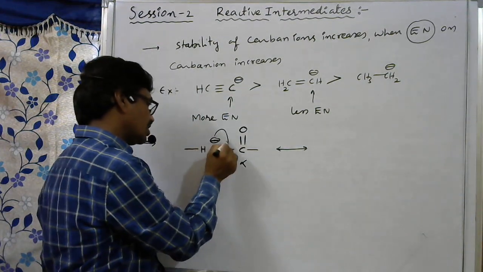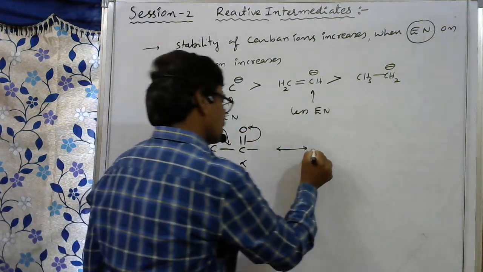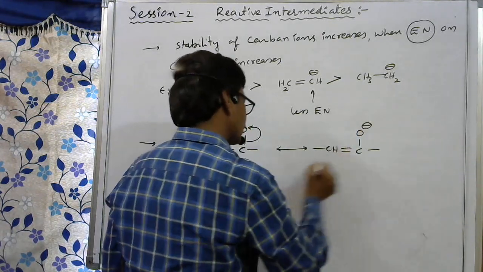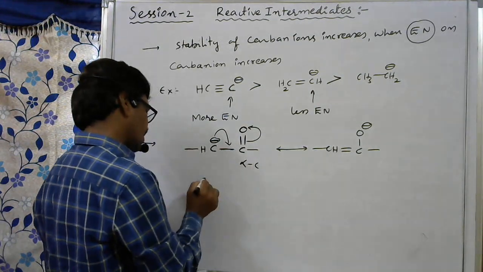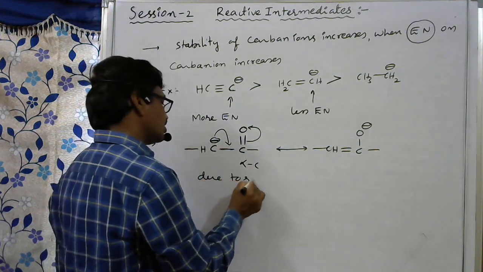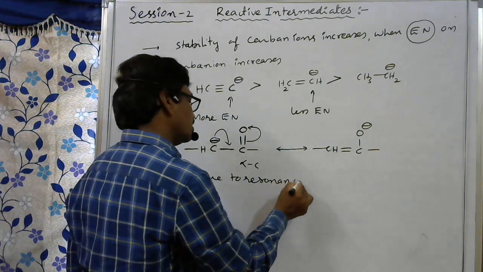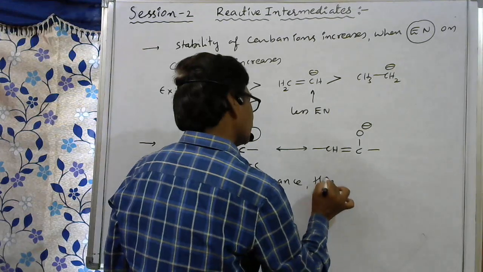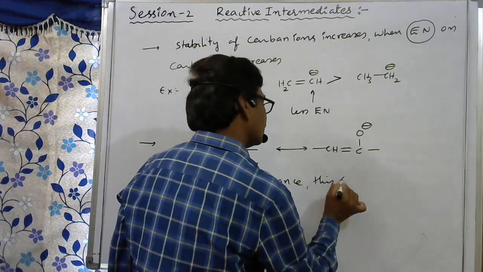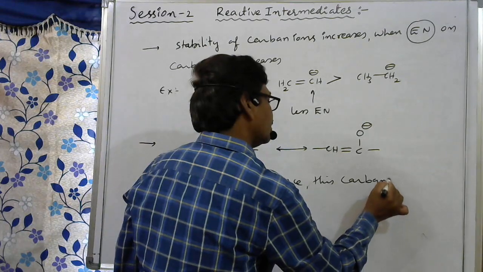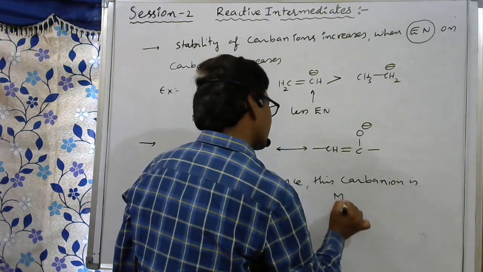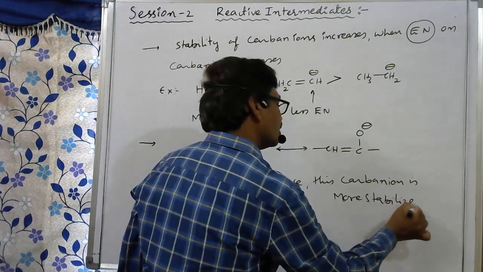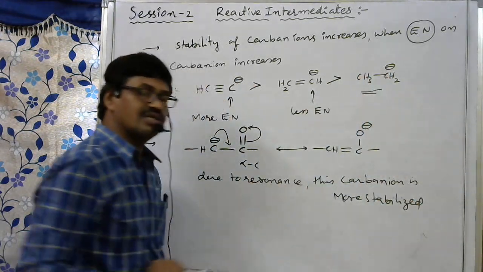See here, the negative charge moves to oxygen. So here we get CH=C with O⁻. Due to resonance, this carbanion is more stabilized. These are more stable compared to normal primary carbanions.